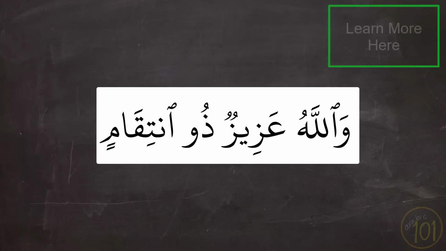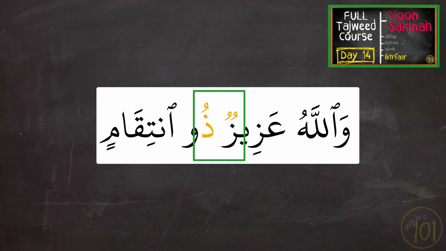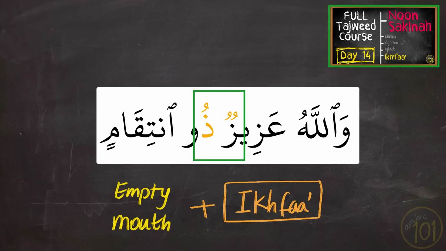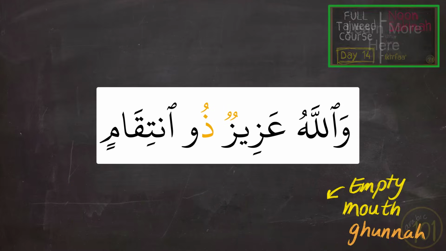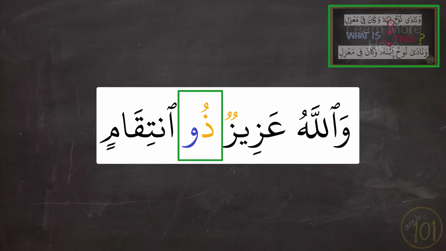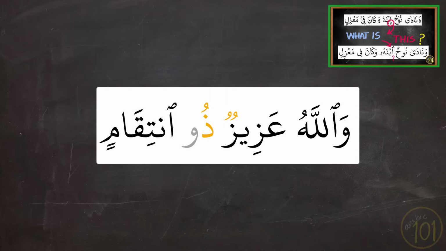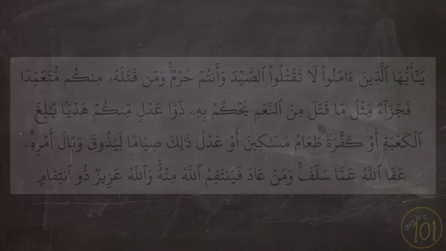And finally we have ikhfa with ghunna between aziz and dhu, but this time this ikhfa has an empty mouth ghunna, since the letter that comes after it is the dhal, and that is an empty mouth letter. So we say عزيز ذو انتقام. And in spite of the fact that dhu ends with a natural mad letter, we will not extend because of التقاء الساكنين. So it will be completely dropped, and we will say ذو انتقام, not ذو انتقام. That is not correct. Now we'll read the entire ayah from beginning to end.